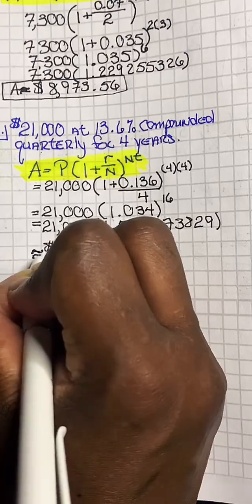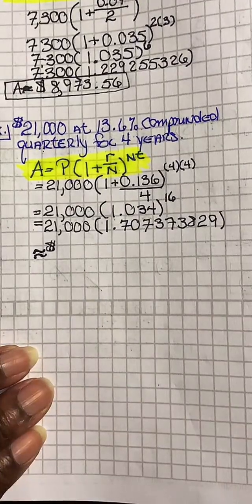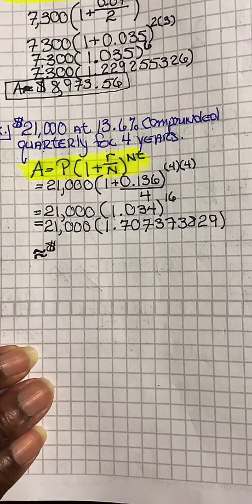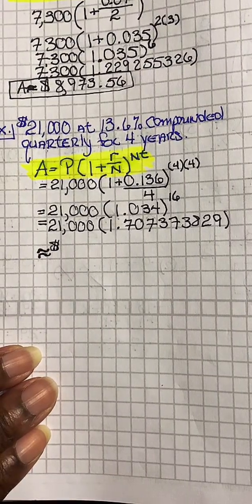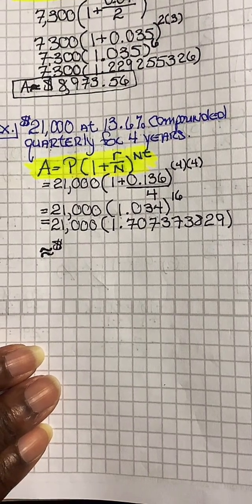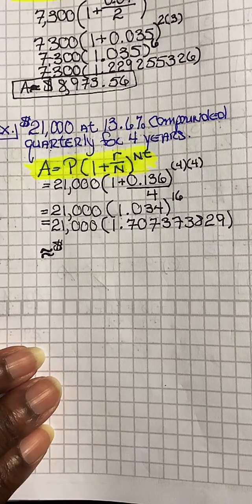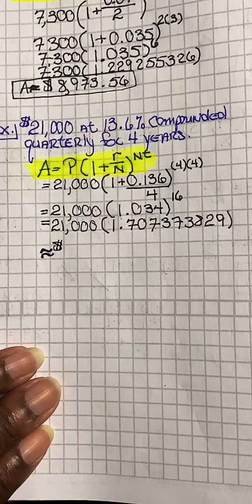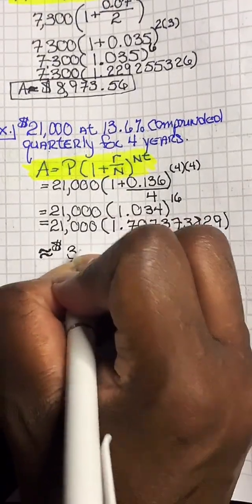So this one, I'm going to have my approximate sign because we are going to round. So once you get your decimal and then you multiply it by the 21,000, roughly what do we get? All right, so Jenny is saying $35,854.85. Okay, Jocelyn said the same thing. Pretty is saying the same thing. Good. And I totally agree.